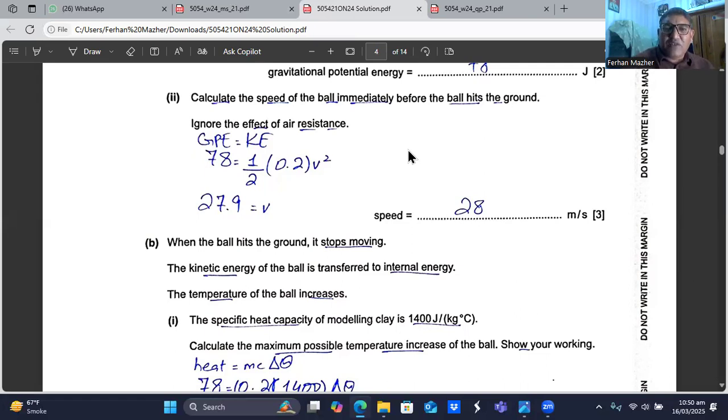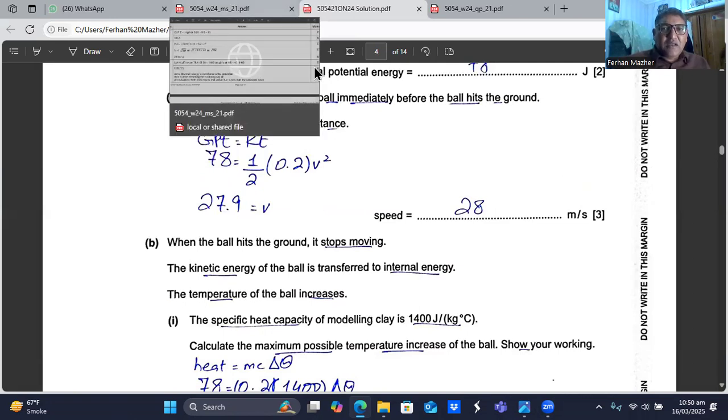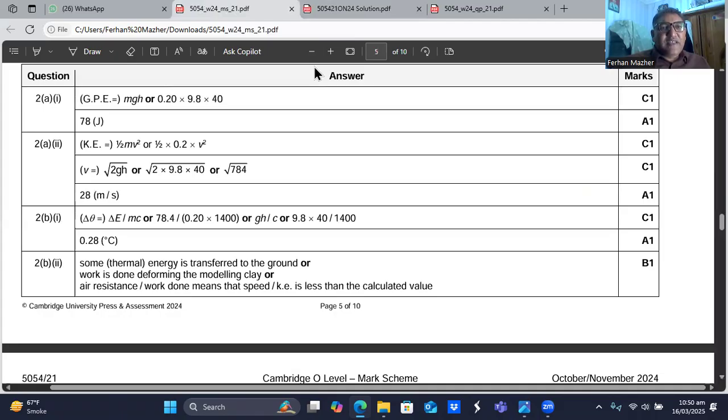So 78 is equal to 1 by 2 into 0.2 into v square. The kinetic energy formula is 1 by 2 mv square. So when you take 2 to the other side, you take 0.2 to the other side. So 78 multiplied by 2 divided by 0.2, that will be 780, and then you take the square root on both the sides, so that will be 27.9, which is approximately 28 meter per second. So we think that the answer is 28 meter per second. You can have a look at the marking scheme. I hope you understand this.